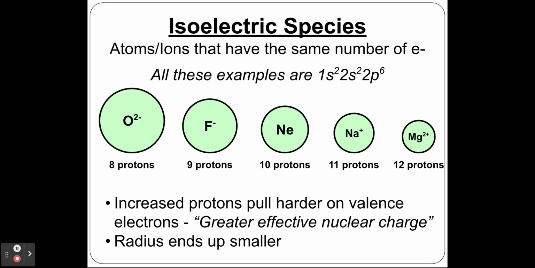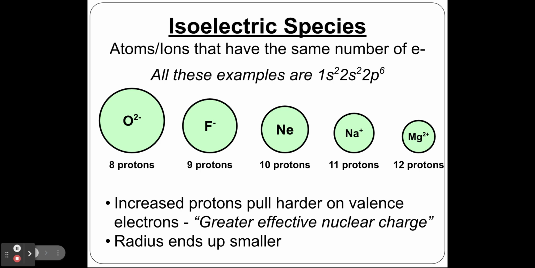So when we're talking about isoelectronic species, this is where the atoms and ions all have the same number of electrons. That's what isoelectronic means: iso means same, and electronic is referring to electrons. So when you're comparing atoms and ions that have the same electrons, they're all going to have the same electron configuration. And so the difference between the elements and the ions is going to be the number of protons.